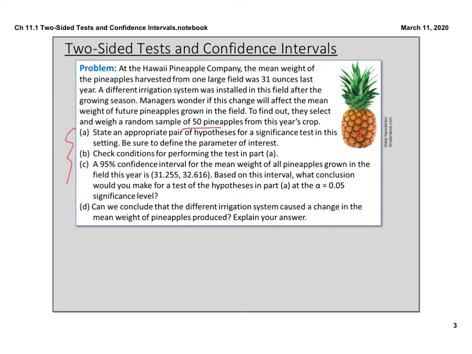So here are all the parts that we're going to look at. State an appropriate pair of hypotheses for the significance test in this setting. Be sure to define the parameter of interest, always. Check the conditions. And then it gives you a confidence interval in part C. The confidence interval for the mean weight of pineapples grown in the field this year was that. Based on the interval, what conclusion can you make? And then, can we conclude a different irrigation system caused a change in the mean weight of pineapples produced?